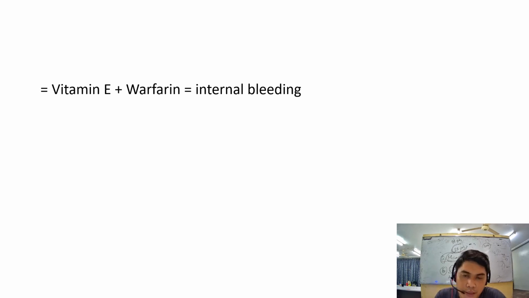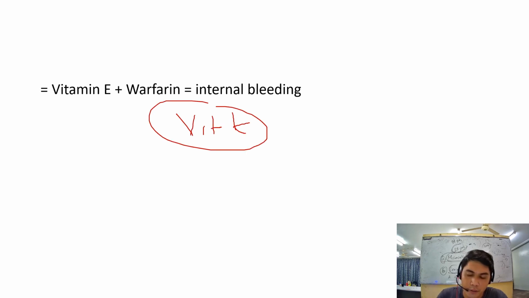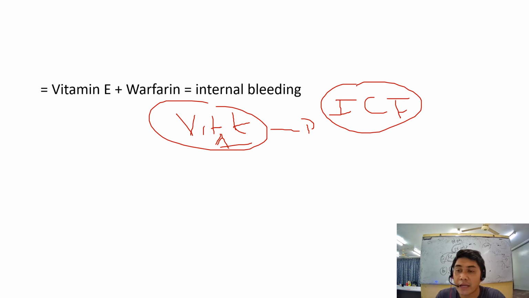So let's start with the function of vitamin K. The active form of vitamin K converts, or activates, inactive clotting factors. There are vitamin K dependent clotting factors, meaning these are the clotting factors that need the presence of vitamin K for their activation. For example, you have factors 2, 7, 9, and 10. These are the vitamin K dependent clotting factors.